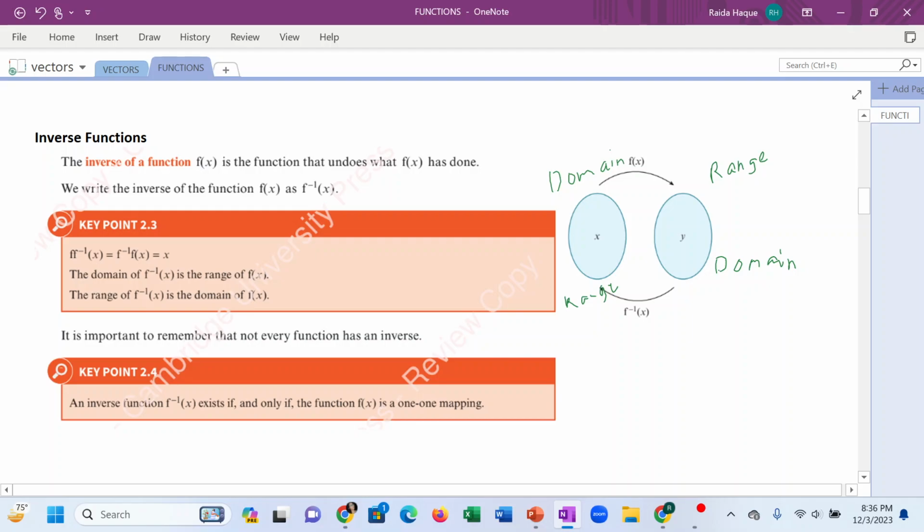Let's say we have x equals 2, and if we apply the function f(x), then this gets converted into, let's say, 5. Now let's say we have y equals 5, and if we apply f inverse x, it gets converted back to x equals 2 again. So what we really see over here is a cycle where f is converting one form to another form, and f inverse is converting that form back to its original form.